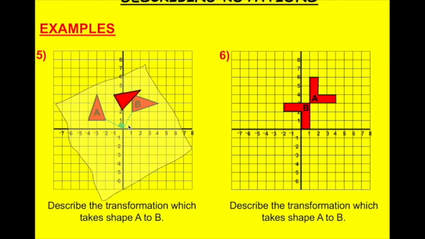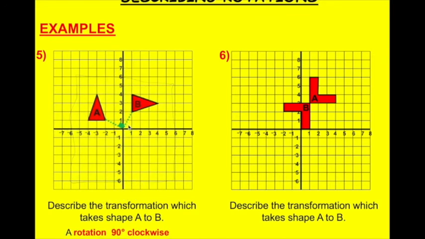Again, we use tracing paper just to show the movement. Therefore, this is a rotation 90 degrees clockwise about the origin. Right? This is how you should write your answer when you're asked to describe. Right? So let's move on to the next one.